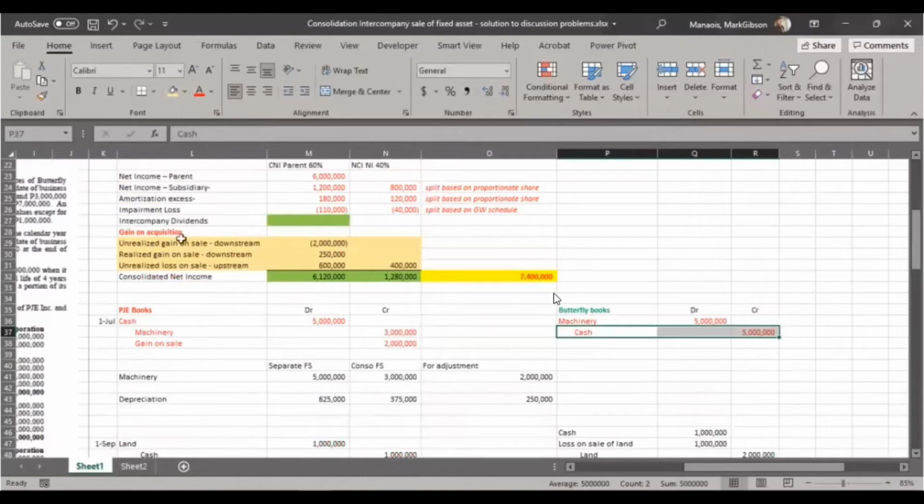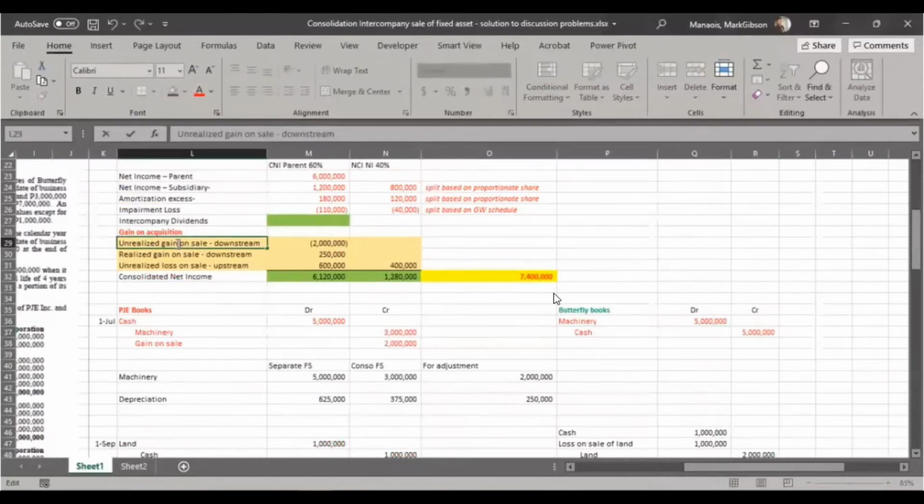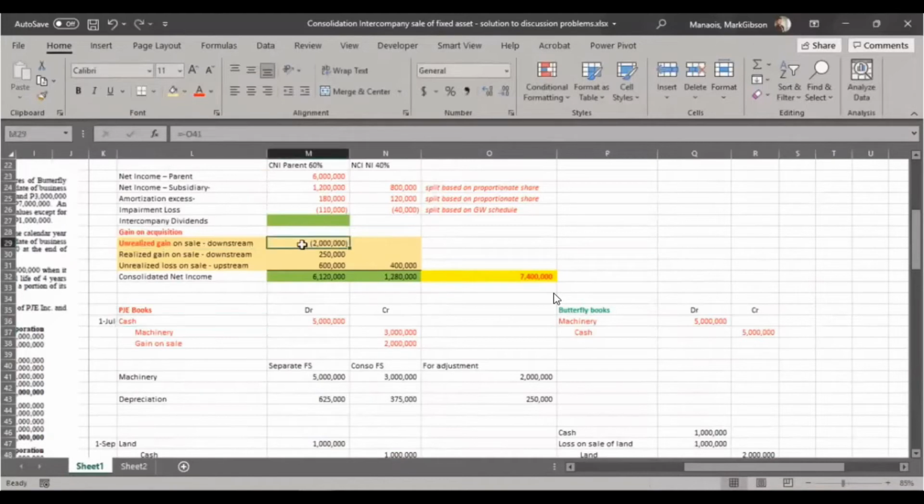So we have unrealized gain on sale downstream. This is unrealized gain, and since this is downstream, it will be all attributable to the parent. Non-controlling interest has no share since this is downstream. Again, downstream from the parent: the parent is the selling affiliate, going to the subsidiary. That's why it's downstream. Okay. Now, along with that, we also need to recognize depreciation. Imagine, in the books of Butterfly, we have 5 million machinery.